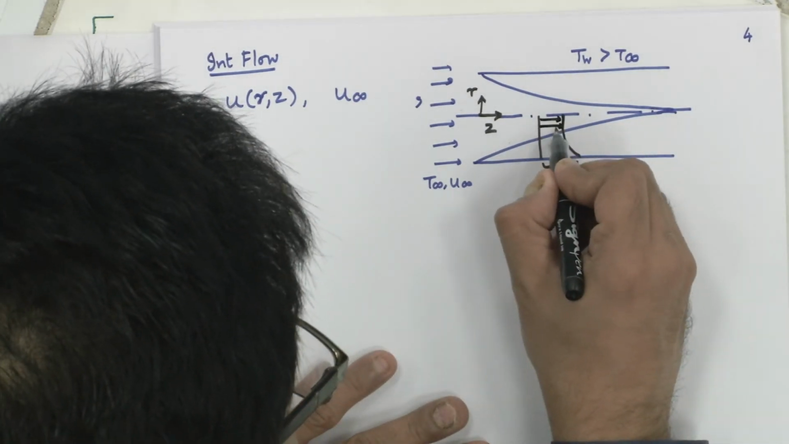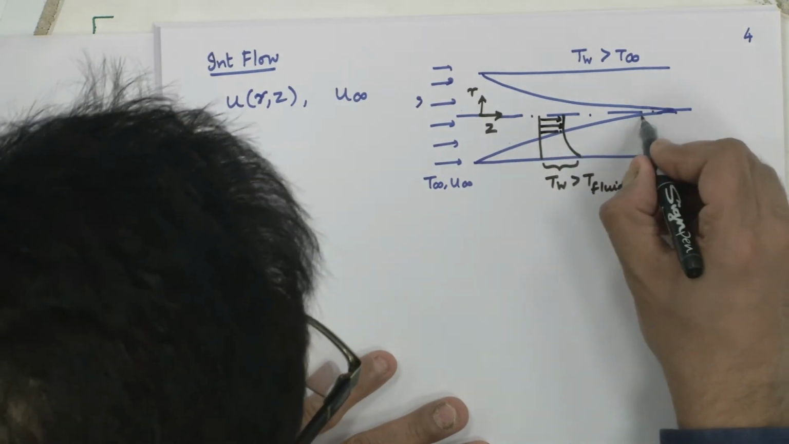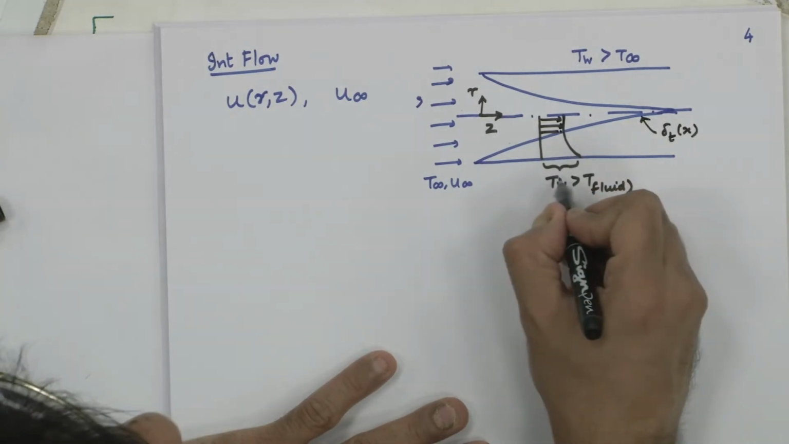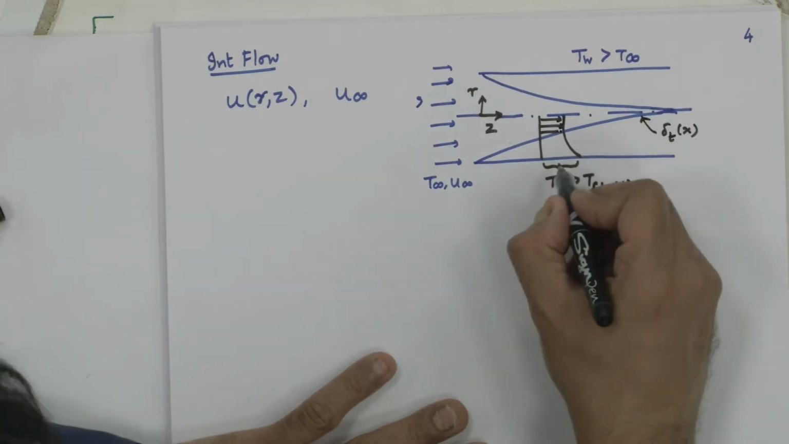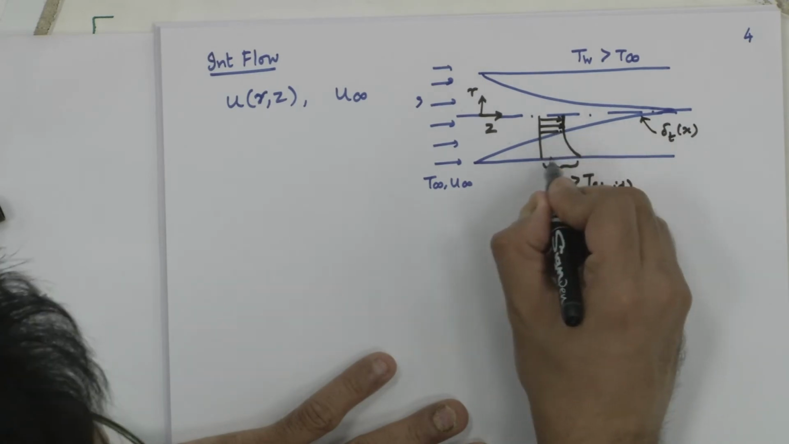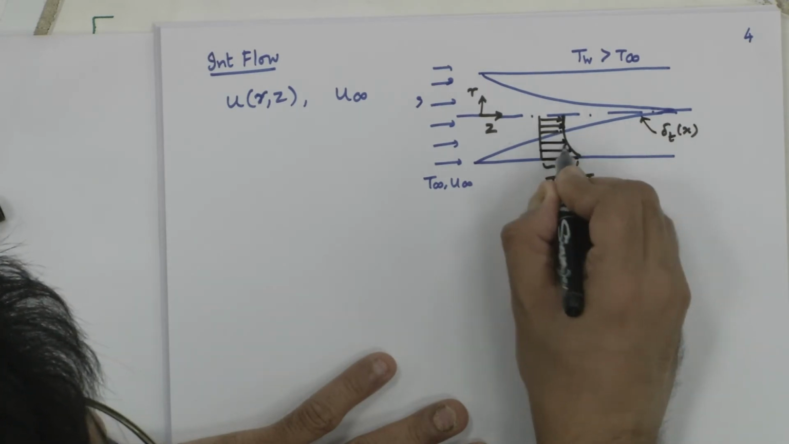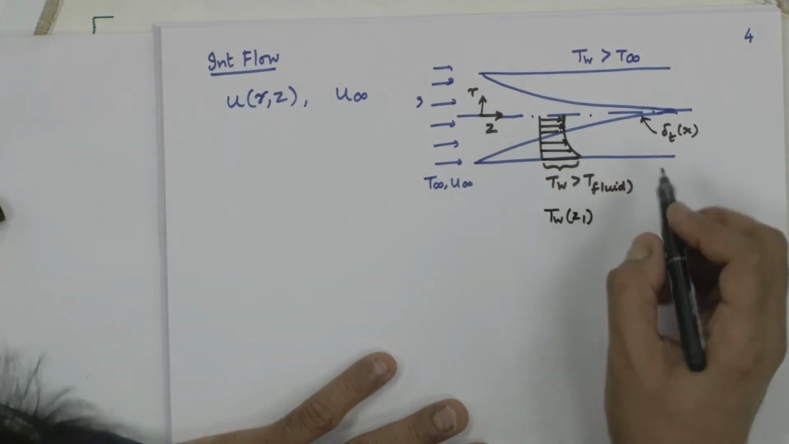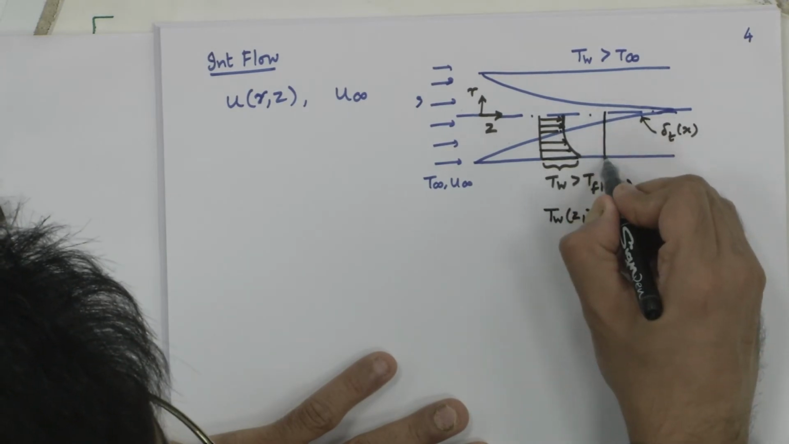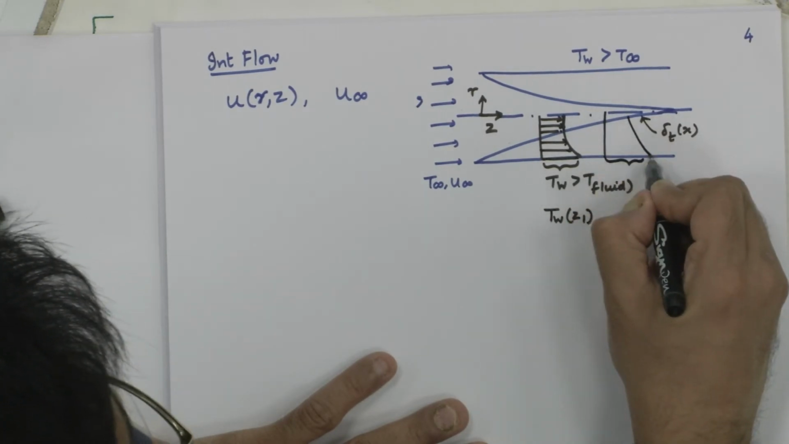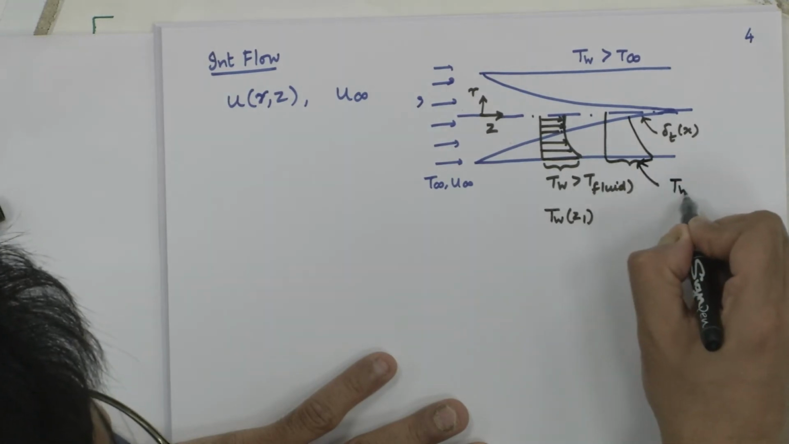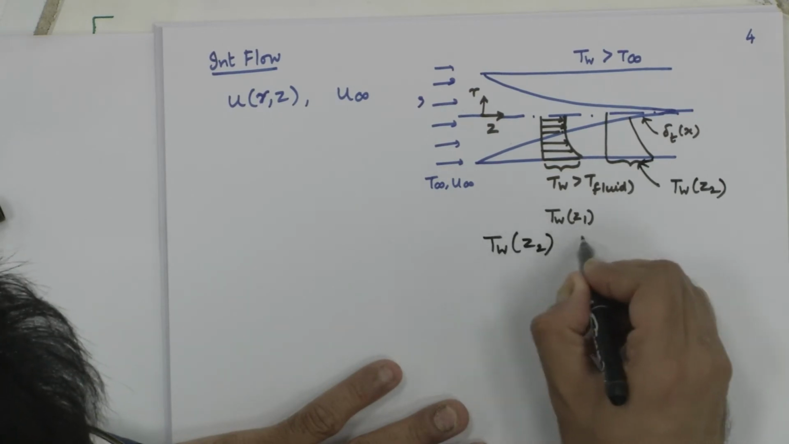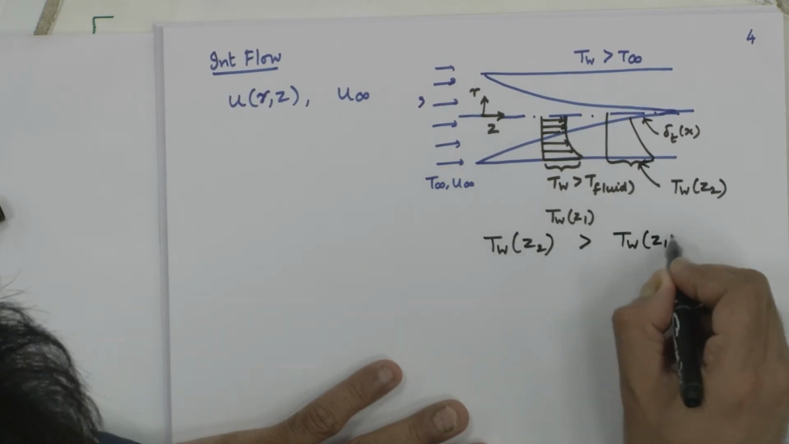This region beyond the thermal boundary layer, this is my delta T of x, does not know the presence of the wall, and because it doesn't know the presence of the wall, you see a vertical line. This is T wall, which is going to be a function of z. So T wall at z1. At the next location, I would have T wall at z2. Because the fluid is getting heated, T wall at z2 is greater than T wall at z1.